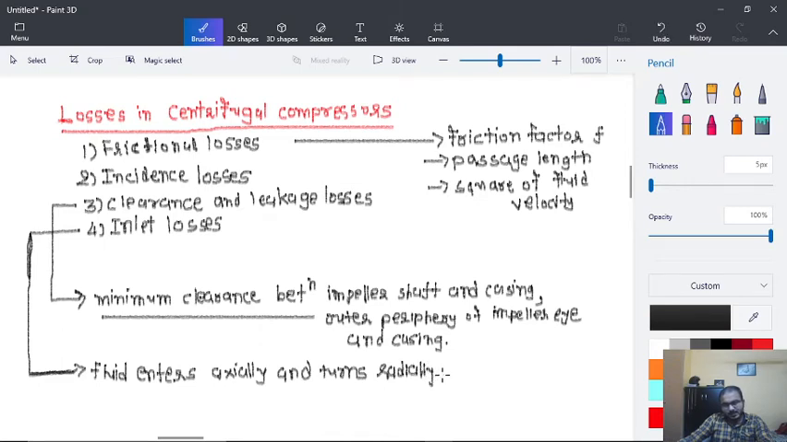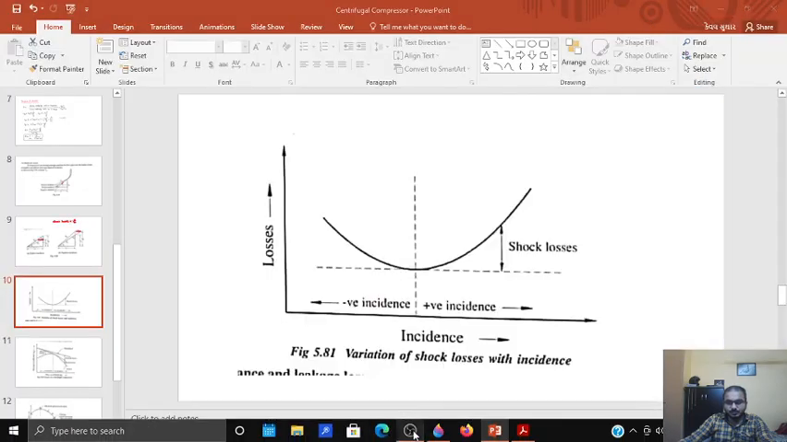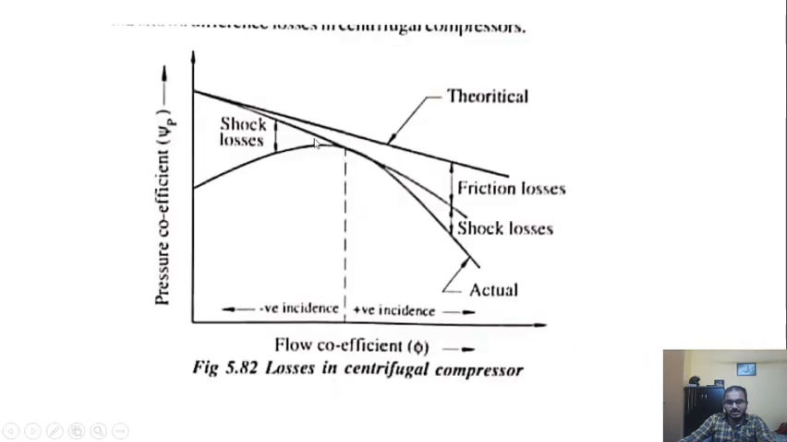So because of this transformation in terms of direction, the fluid suffers some losses. These are known as inlet losses. Now let's go back here. Here all the losses are shown together.